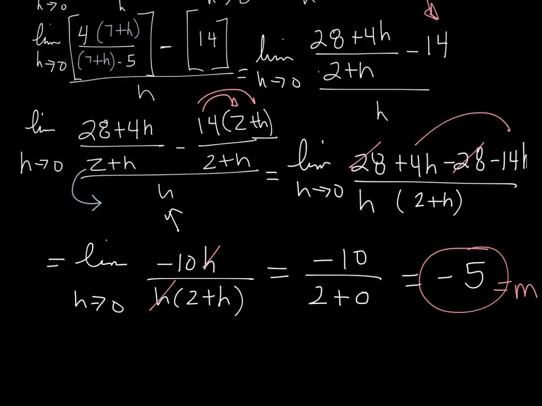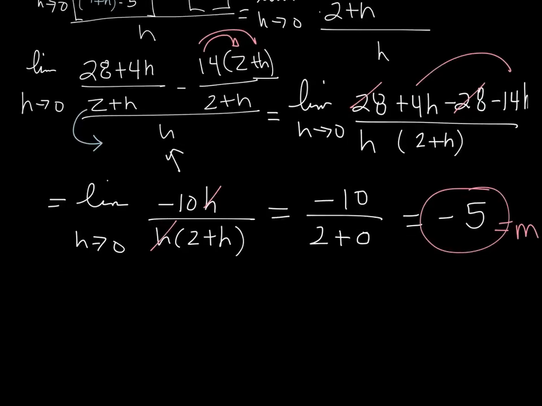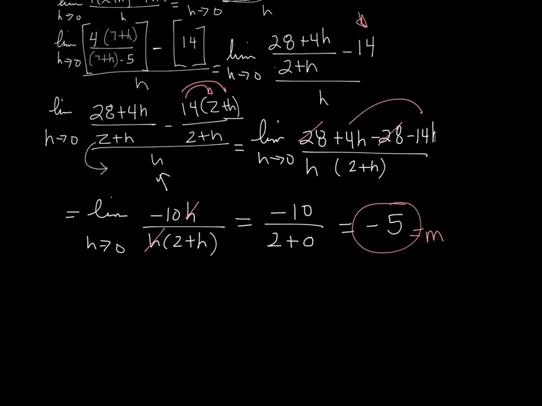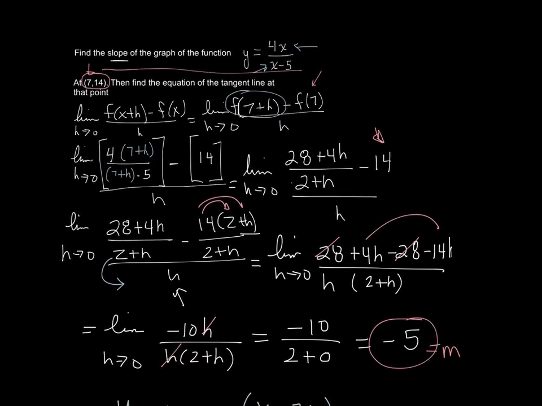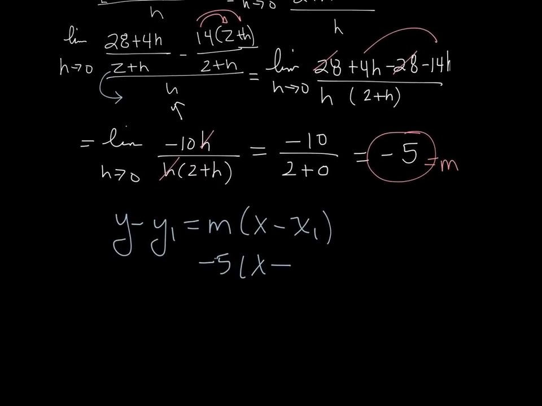And you need that to be able to find the tangent equation, because the tangent equation now is going to be based on y minus y1 equals m times x minus x1. We just found m was negative 5. And then way up here somewhere, we know our point is (7, 14). So 14 is my y value, and 7 is my x value.